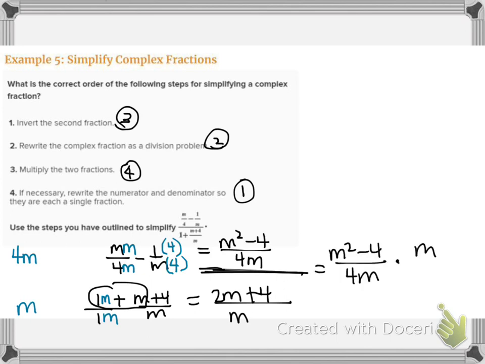So we divide or multiply by the reciprocal. Next, let's factor. We have the difference of squares, so I can factor m squared minus 4. And we have a common factor in 2m plus 4. Look across the fraction line to cancel. It's kind of fun, right? Once we get to this point.